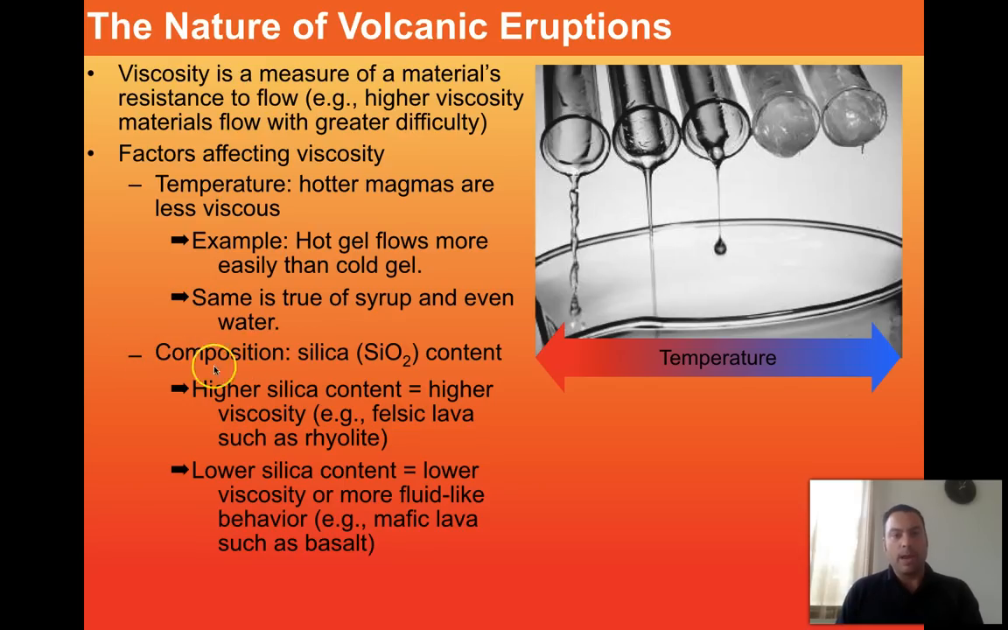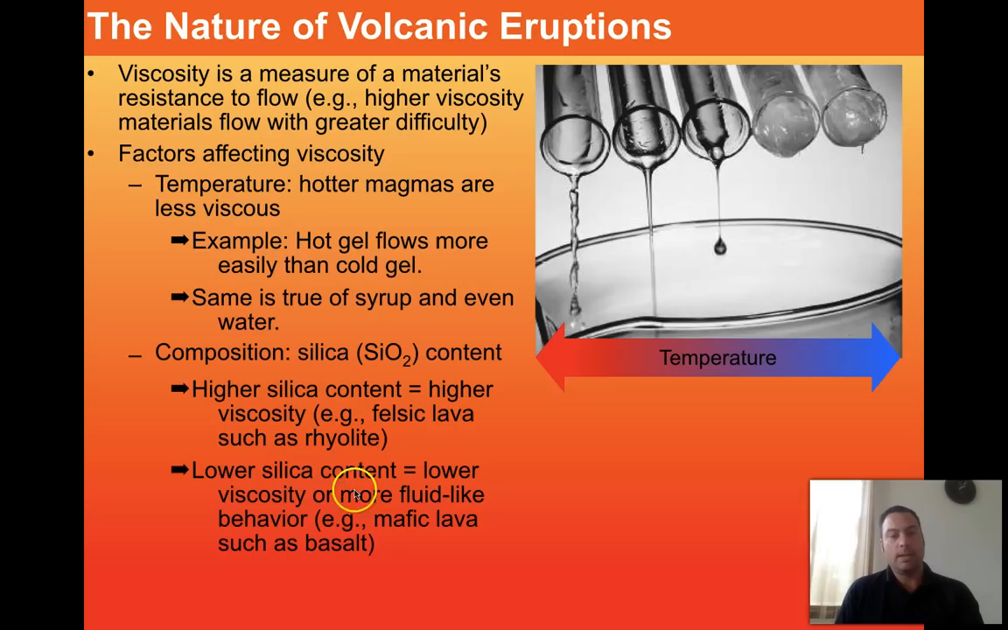The other thing that would have a major effect is the composition. So silica content is huge for this. In this case, this is all a gel that has the exact same composition. The only thing that's changing is the temperature. So it turns out that higher silica content is equal to higher viscosity. So felsic lavas such as rhyolite have very high viscosity, and as a consequence, they're much more likely to explode.